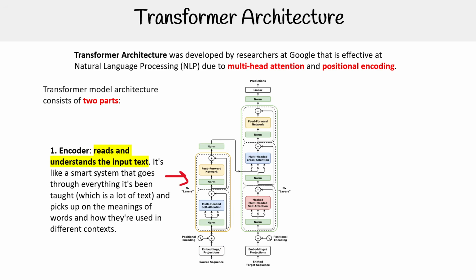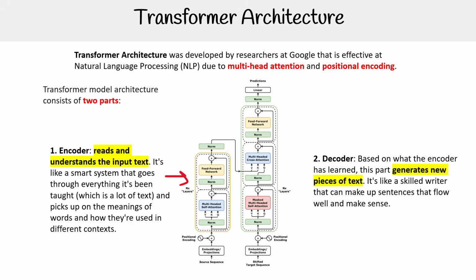But let's read about what the encoder is. It reads and understands the input text. It's like a smart system that goes through everything it's been taught and picks up on the meanings of words and how they're used in different contexts. So that's the high level. And then the decoder, based on what the encoder has learned, generates new pieces of text. It's like a skilled writer that makes up sentences that flow well and make sense.